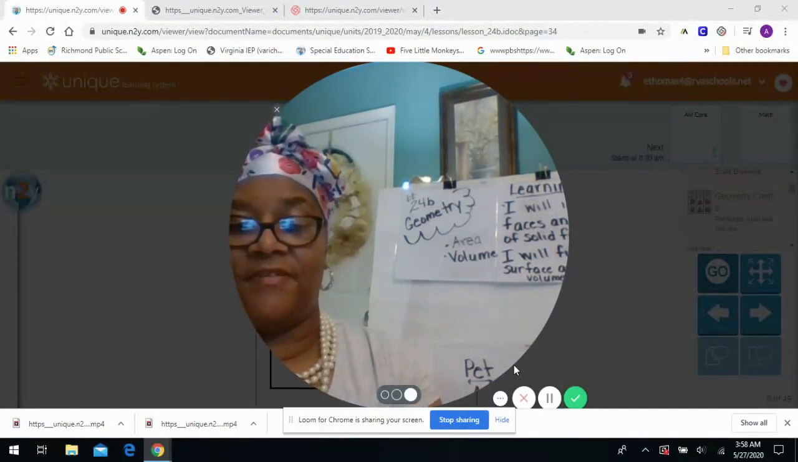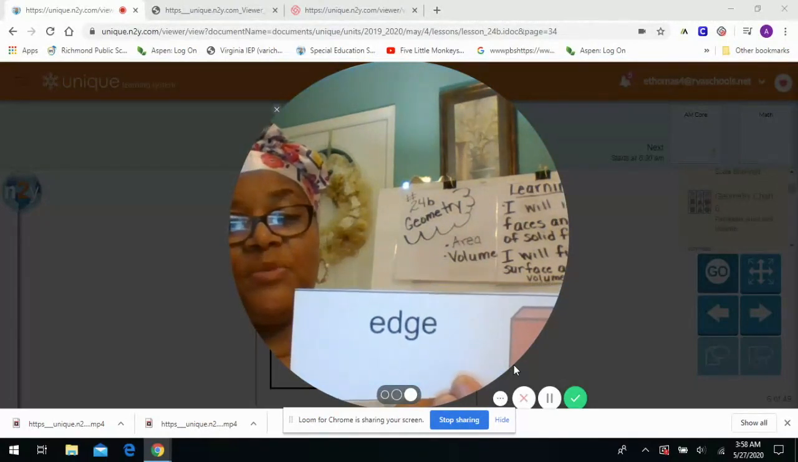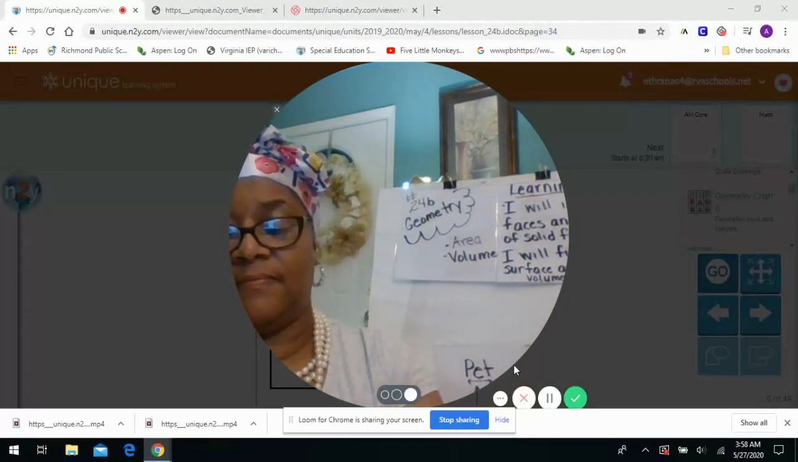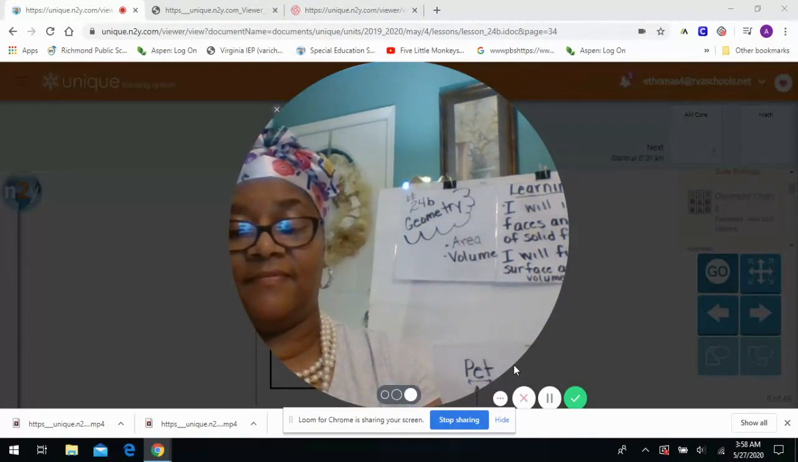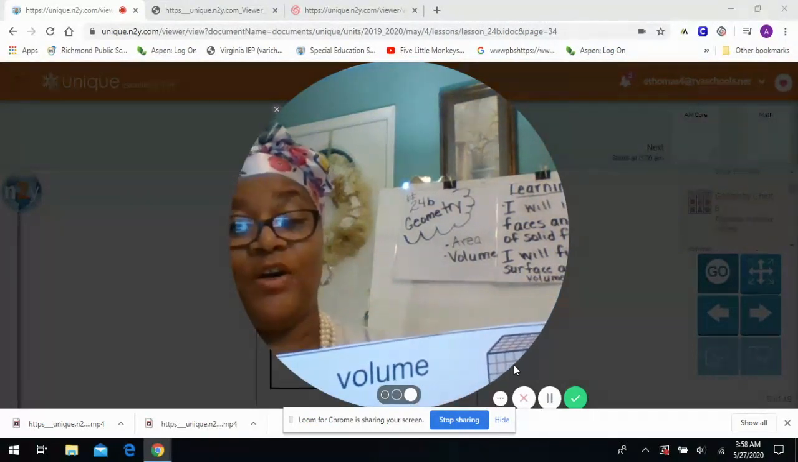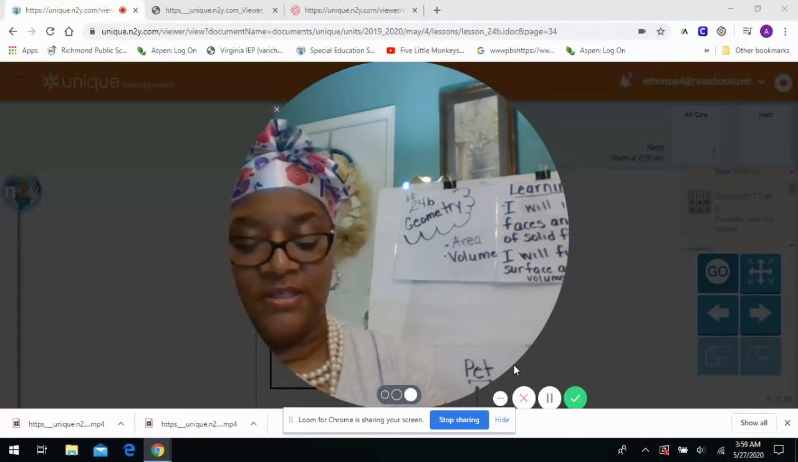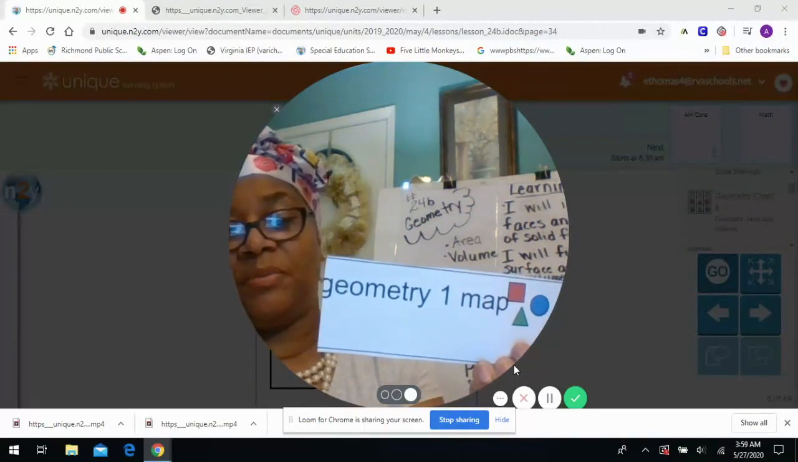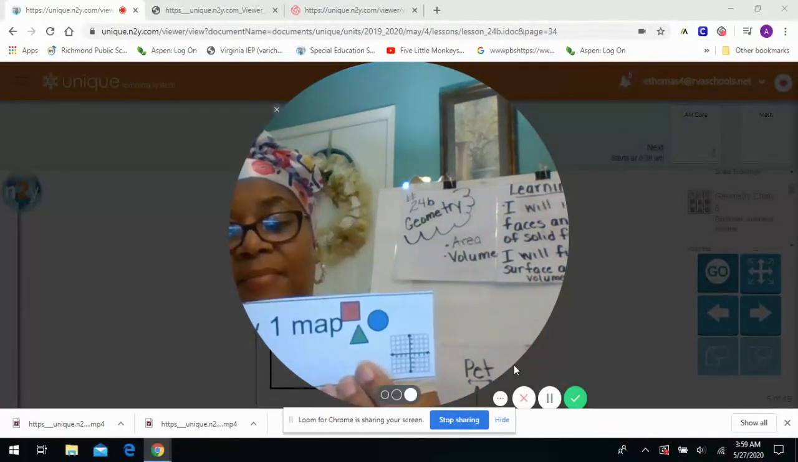Then we have the edge, a line where the object's surface begins and ends. Edge. We have volume, an amount of space measured in cubic units. This is a geometry map, a quadrant plane where plots are made. A geometry map.